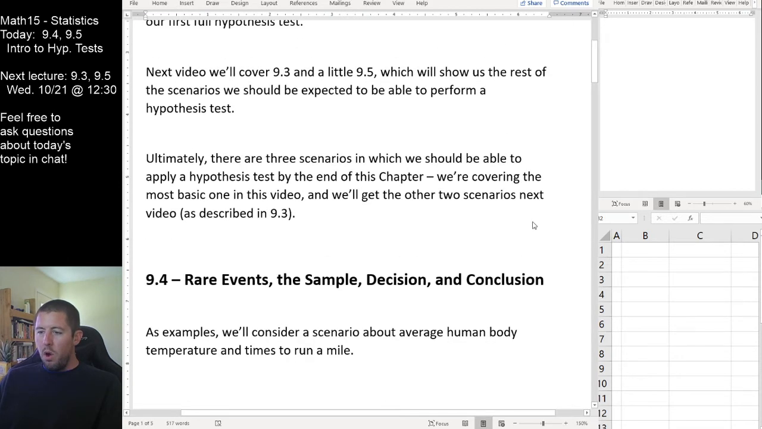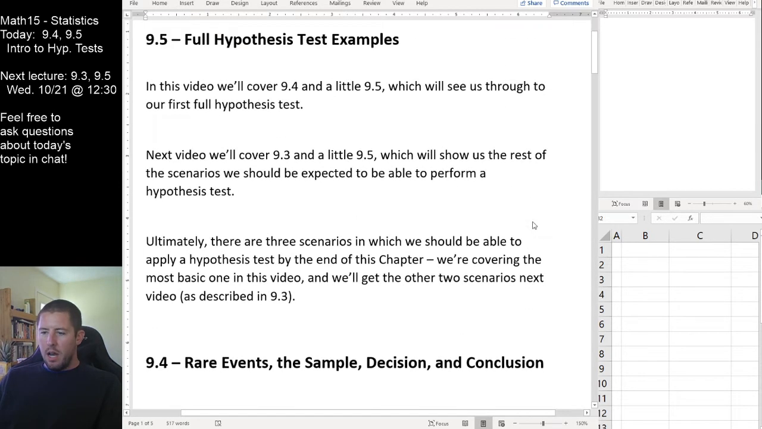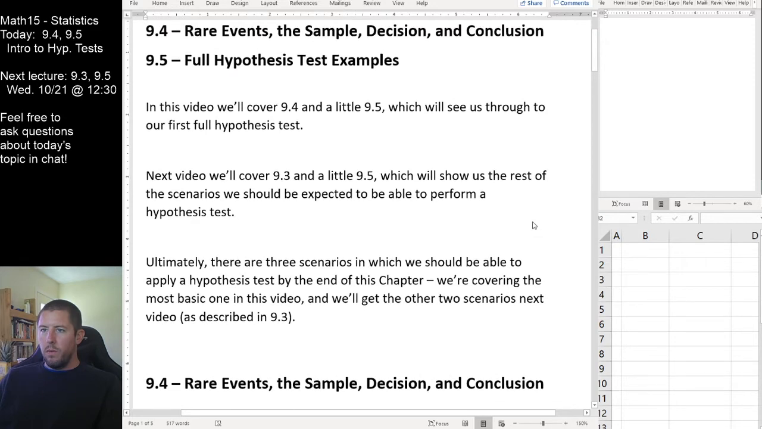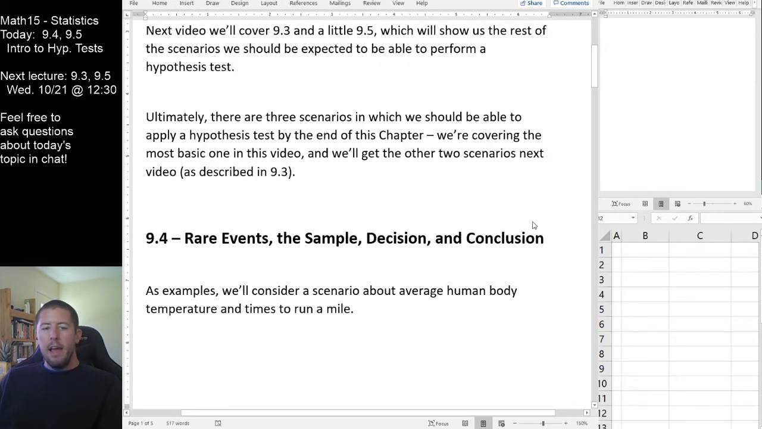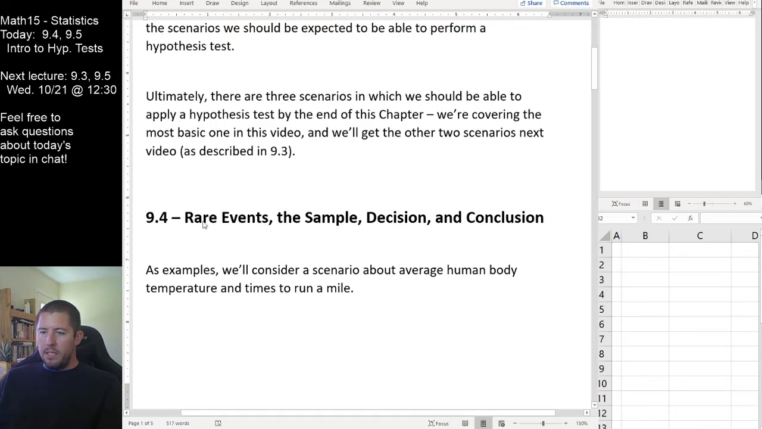So we're going to basically talk section 9.4 and 9.5 today. Then we'll come back tomorrow and we'll get 9.3 and some 9.5 tomorrow. 9.5 is just our full examples that we'll see, and we'll get a couple of those today. What we still need to discuss is this idea of what constitutes a rare event, and how do we form a decision about our hypotheses based on the rarity of that event.